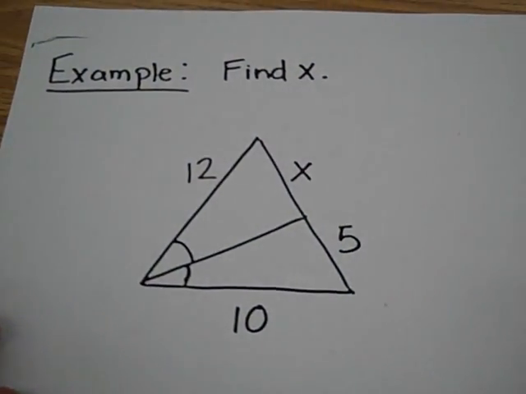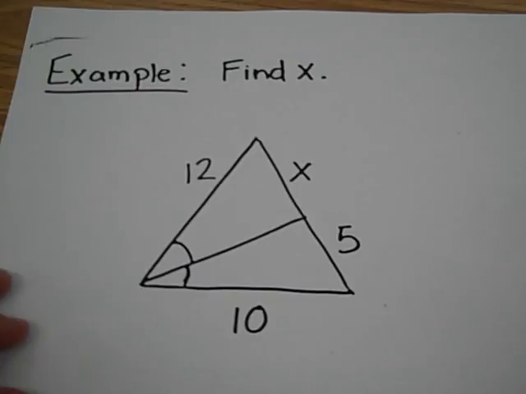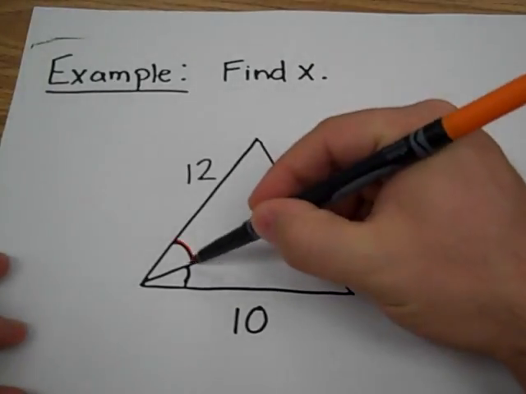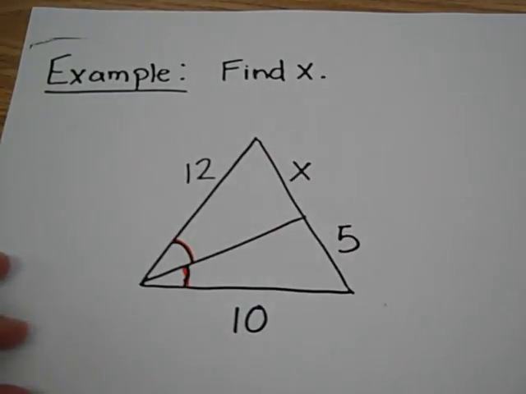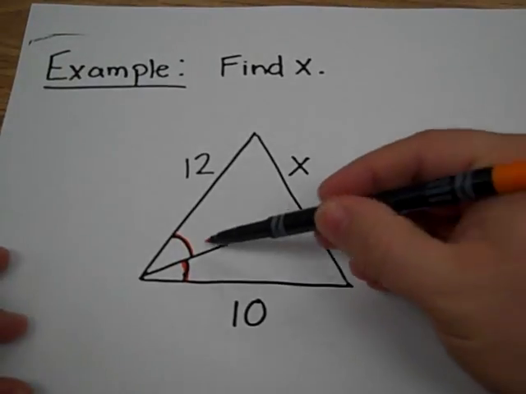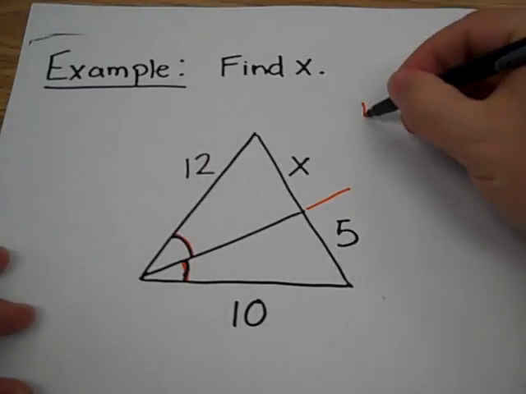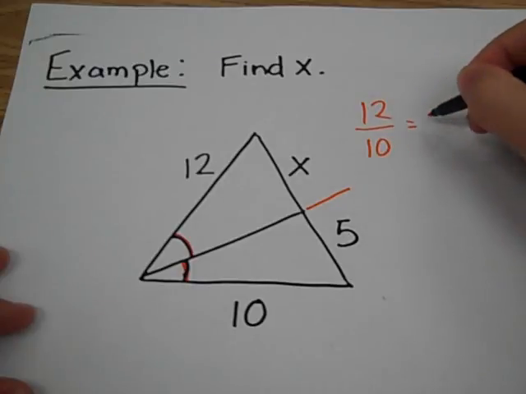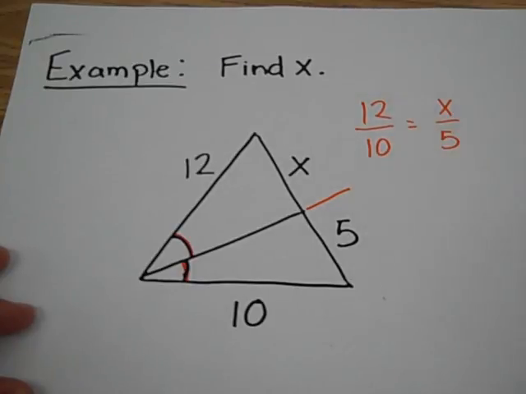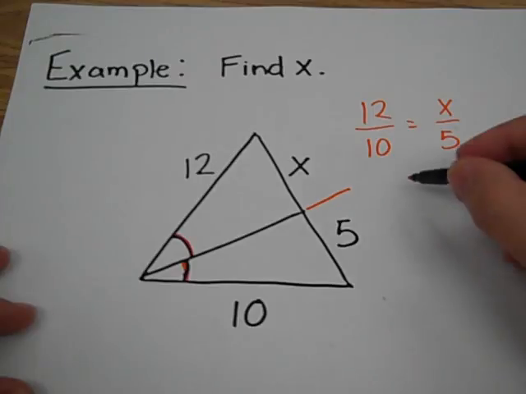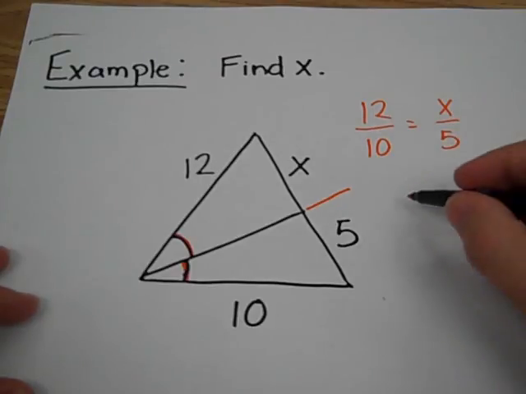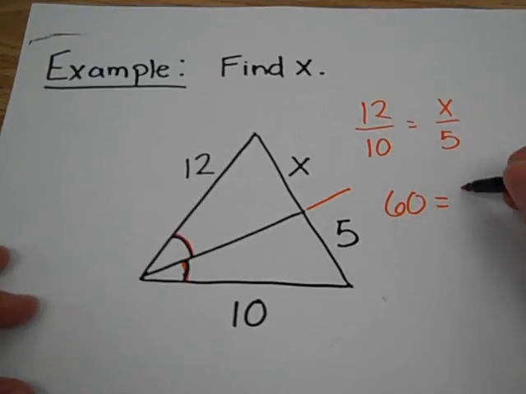Here's an example using our angle bisector. Again, I know this is an angle bisector because of the two congruent symbols there telling me those angles are congruent. That means this segment has bisected that angle. And I can create fractions. 12 over 10 is equal to x over 5. I'll cross multiply. 5 times 12 gives me 60. 10 times x. Solve and get that x is 6.